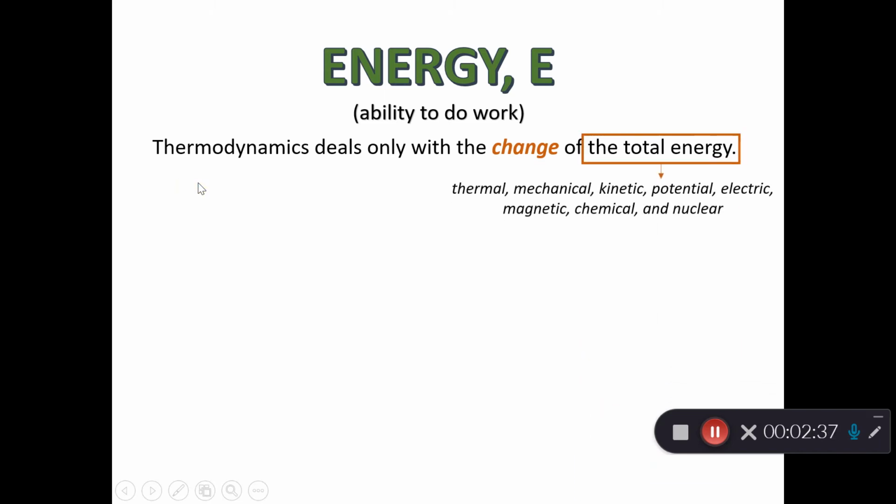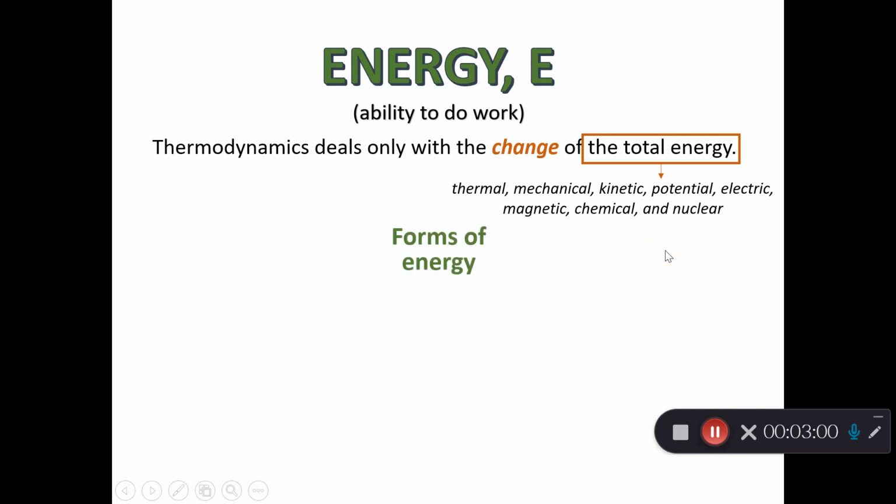Okay. Now the total energy here is including everything, which is thermal energy, mechanical, kinetic, potential, electric, magnetic, chemical, and nuclear. So this is pretty much all the energies that a substance can have. It does not necessarily have all of it, but these are the extent.